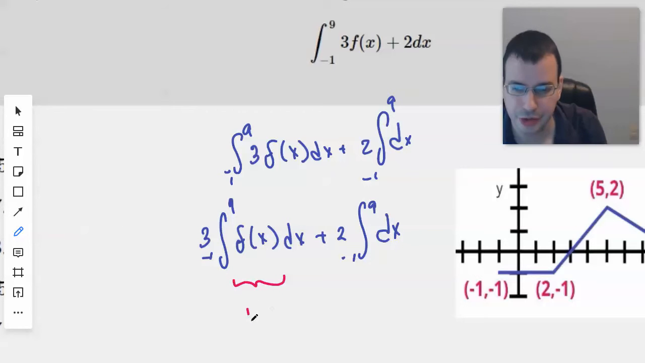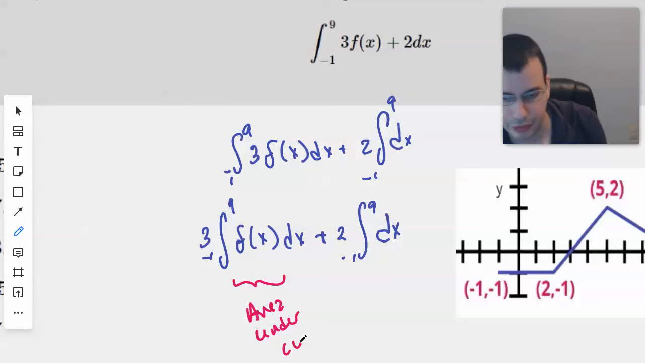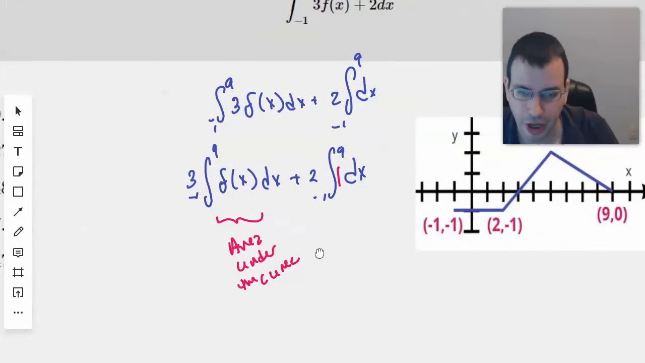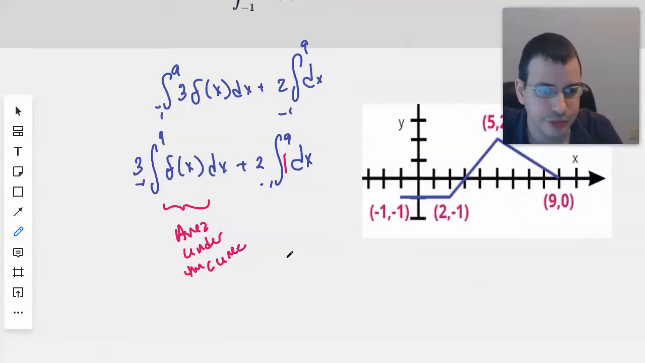So we can find this because it's area under the curve. The curve. Is that a V? Is that an E? I don't know. And this is just 1. So I'll find the area under the curve first.